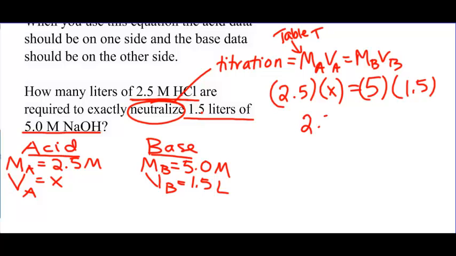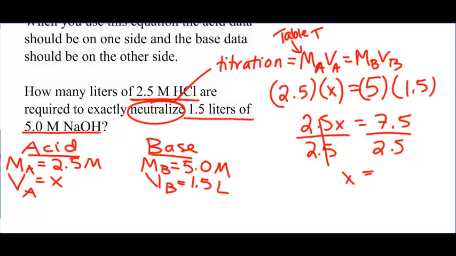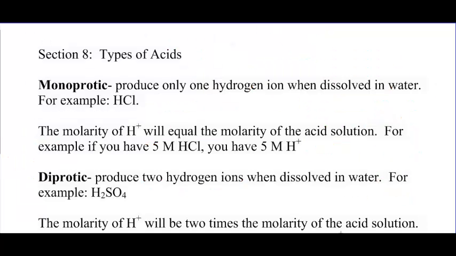MA is 0.25, VA is X, MB is 5, VB is 1.5. So you multiply the variables on each side of the equation. And you get 7.5 over here, 5 times 1.5. Divide this side by 0.25, and divide this side by 0.25. So my volume of acid is 30 liters. Okay? If the original volume was in milliliters, then my volume would also be recorded in milliliters. Okay? And again, you'll be doing calculations with your data from the titration in today's experiment in the lab.